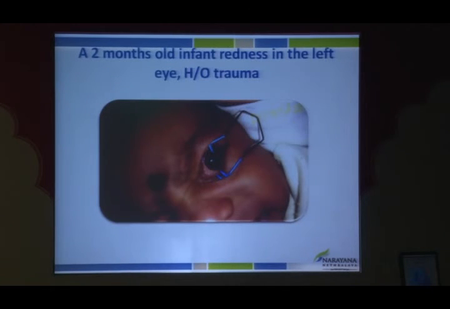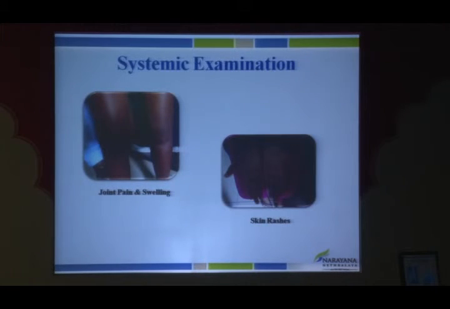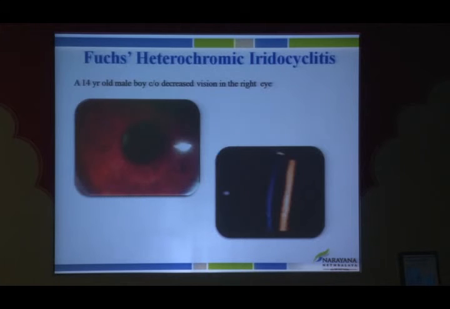Here is a 2-month-old child who presented with a history of redness. On eliciting the history, there was a history of trauma. This was hyphema with traumatic uveitis in this child. On systemic evaluation, if the child has joint pain and swelling, most of the time it is associated with JIA-associated uveitis. Here is a girl who has rashes in the hands with anemia and leukopenia, found to have SLE.